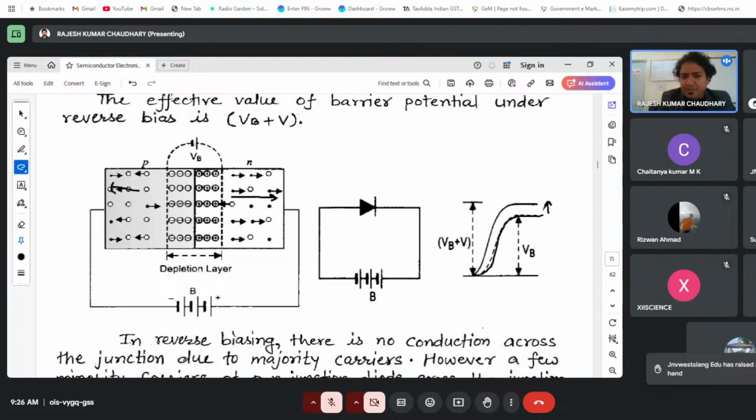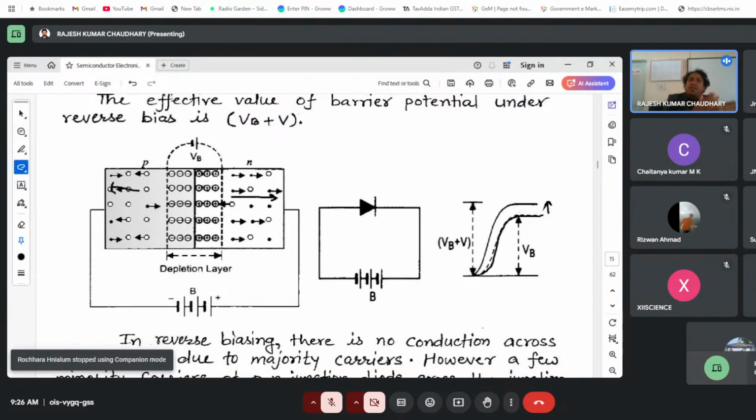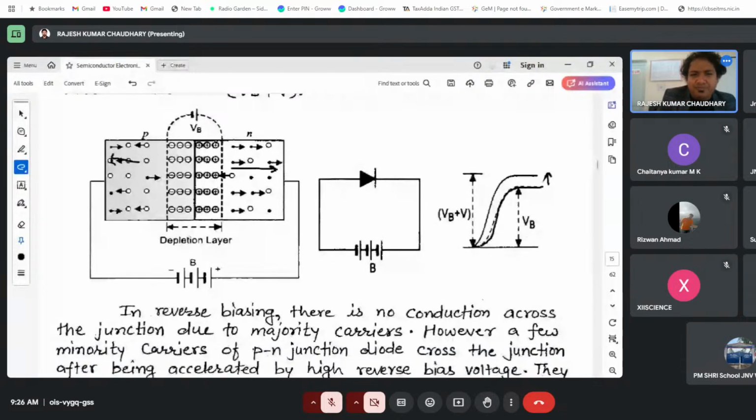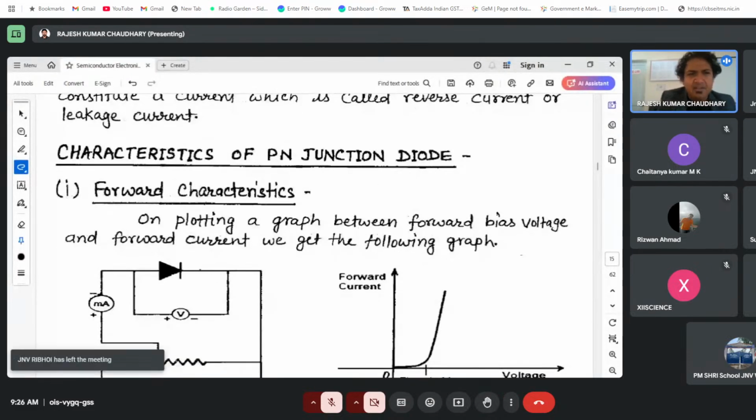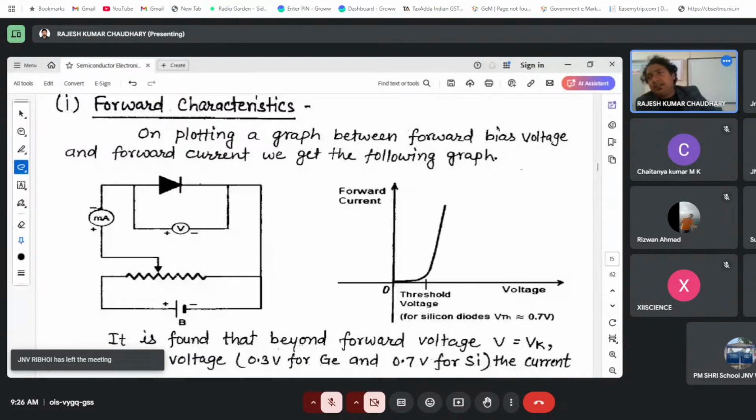Should we move to the next topic? Now, we have discussed p-type and n-type. We have discussed how to make p-type and n-type. We have discussed the p-n junction. What is the diffusion process? What is the drift process? Got it? And how we can use the p-n junction in forward bias and reverse bias. Okay. Now we will draw a graph. We will draw a graph for forward bias and reverse bias.